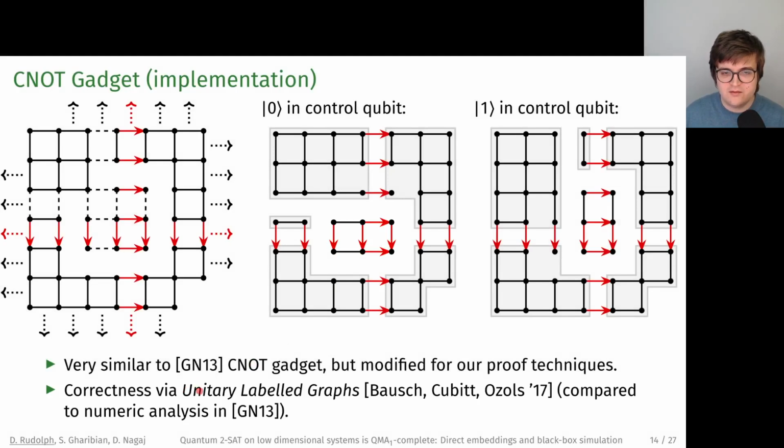We show correctness via unitary labeled graphs. Note that the analysis of GN13 was just numeric, so it's a slight improvement here.